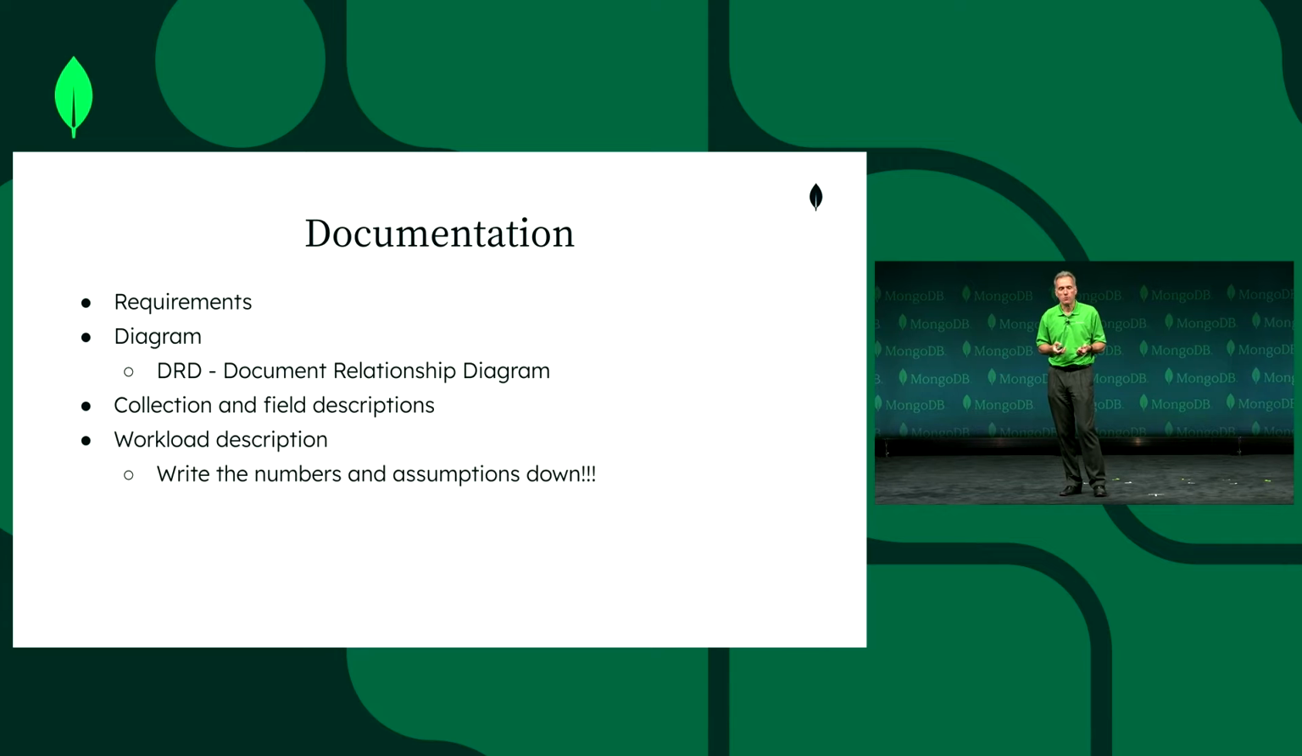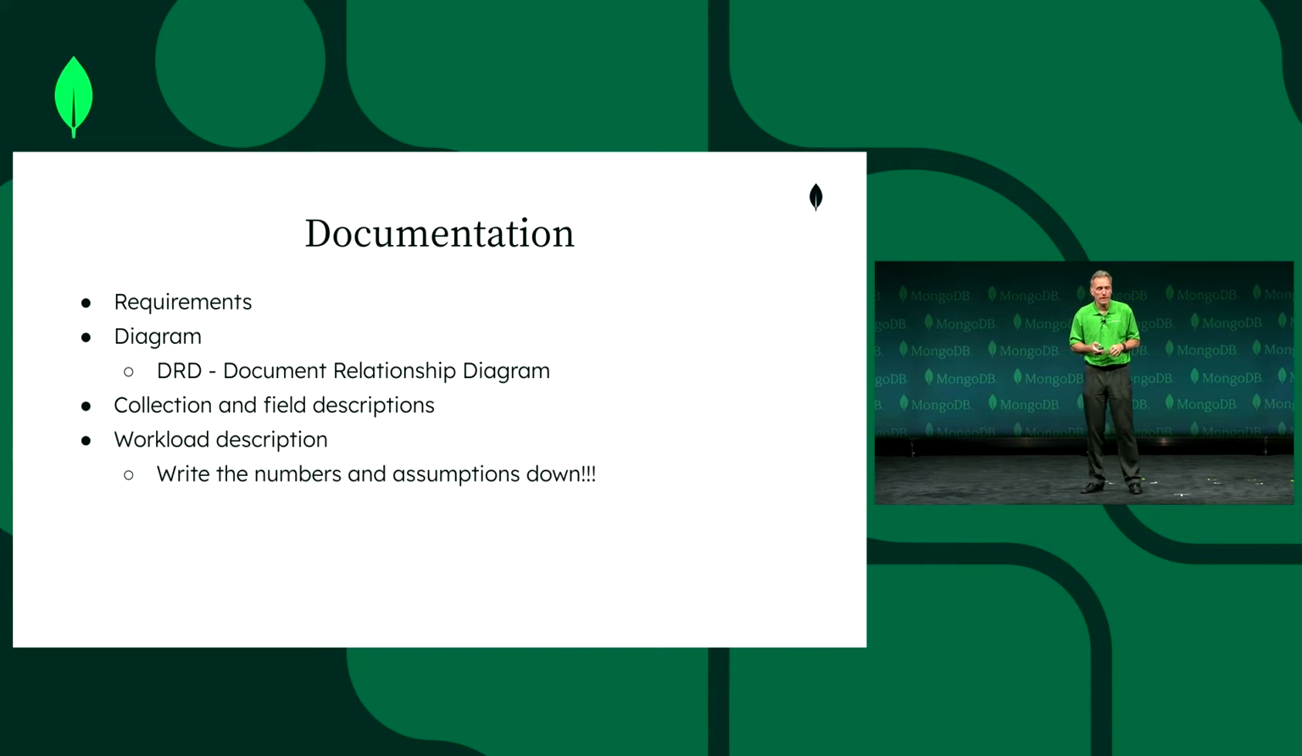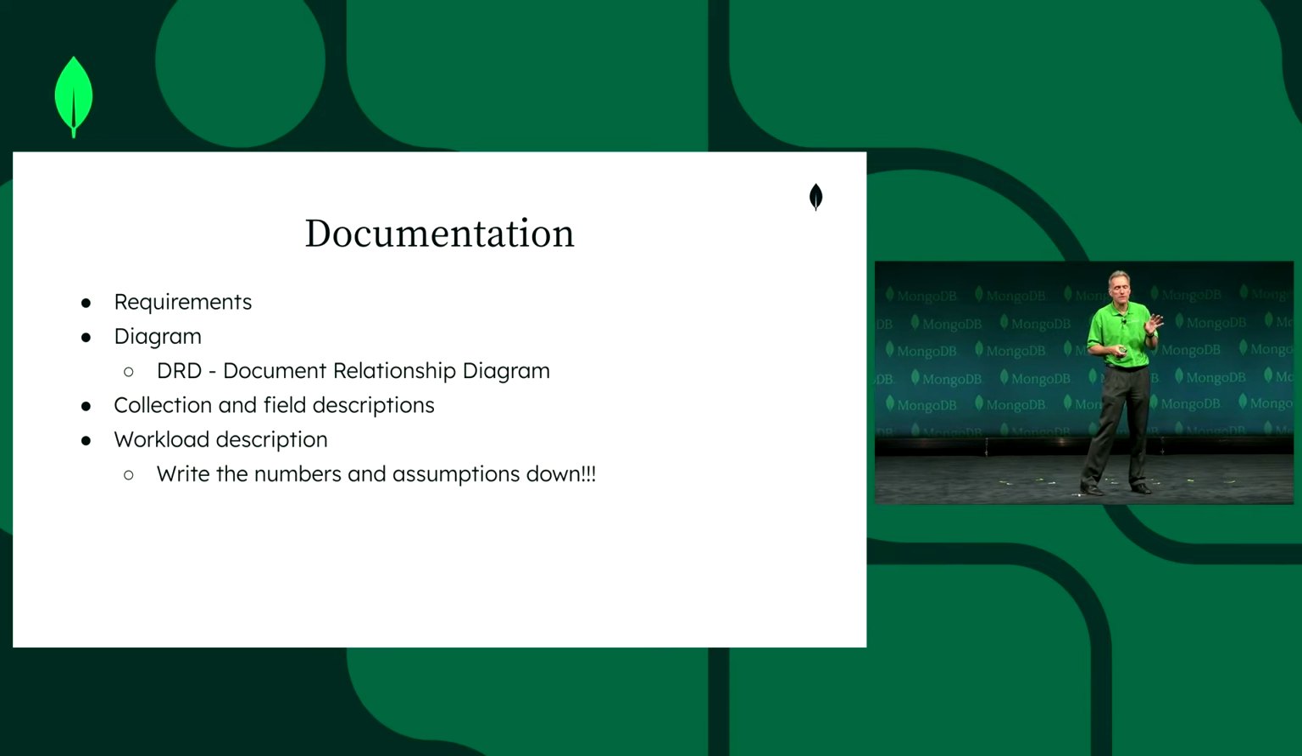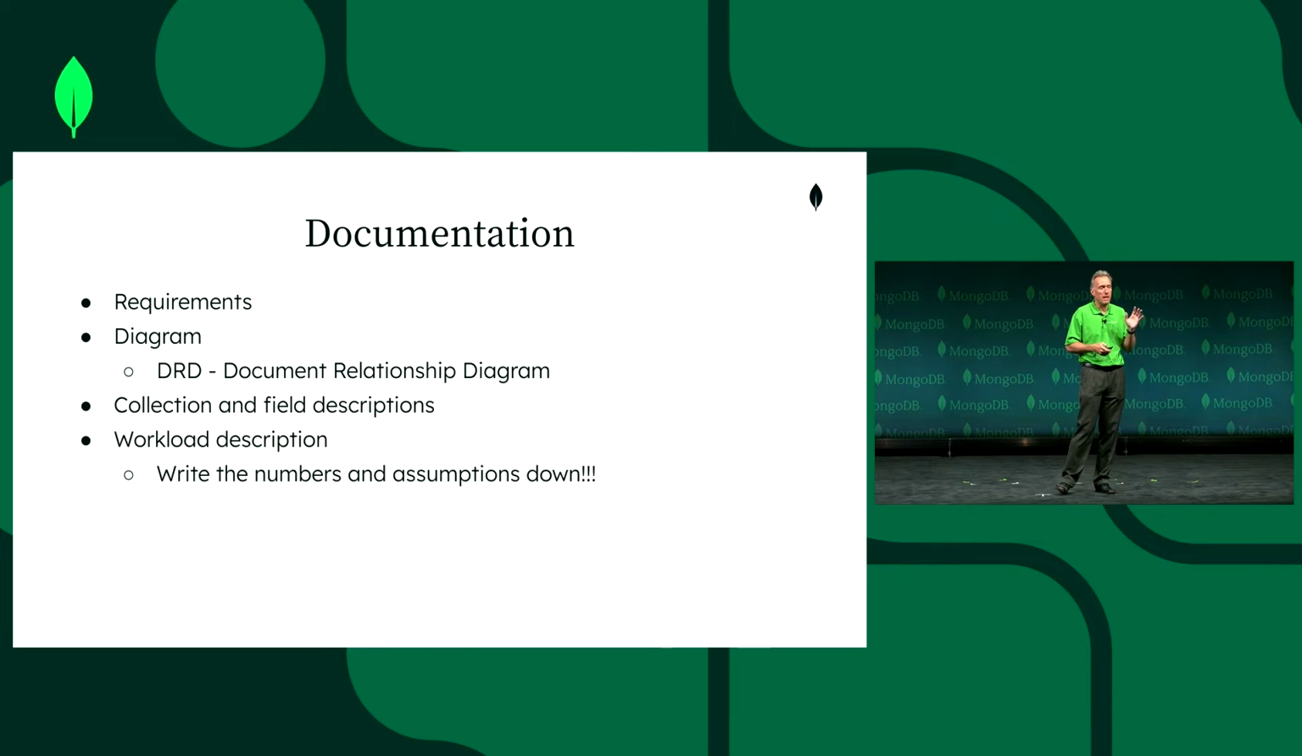So we get things like the requirements, the ER diagram, which I like to call the document relationship diagram because it's a little bit different than what we have in the relational world. A list of collections and their important fields. And finally, a workload description. This is really important. We want to understand what are the main operations we're going to be doing on the system.